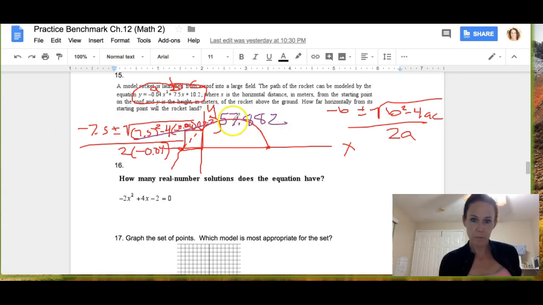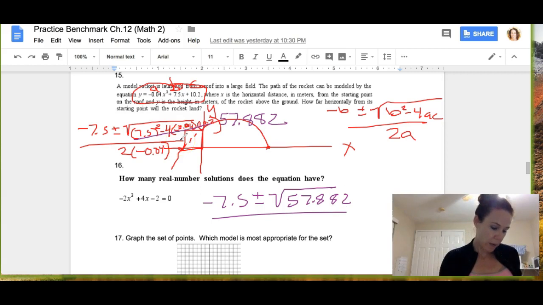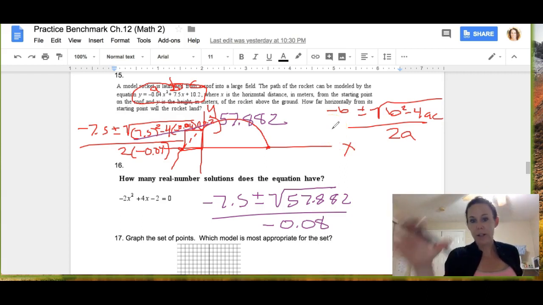57.882. So this will be, I'm going to write it down here, negative 7.5 plus or minus the square root of 57.882 all over 2 times negative 0.04, which is negative 0.08. And now go ahead and just do the math on this. Use a calculator, find the square root of that whole blob, add it to negative 7.5, and then do negative 7.5 and subtract it, and find your two values.